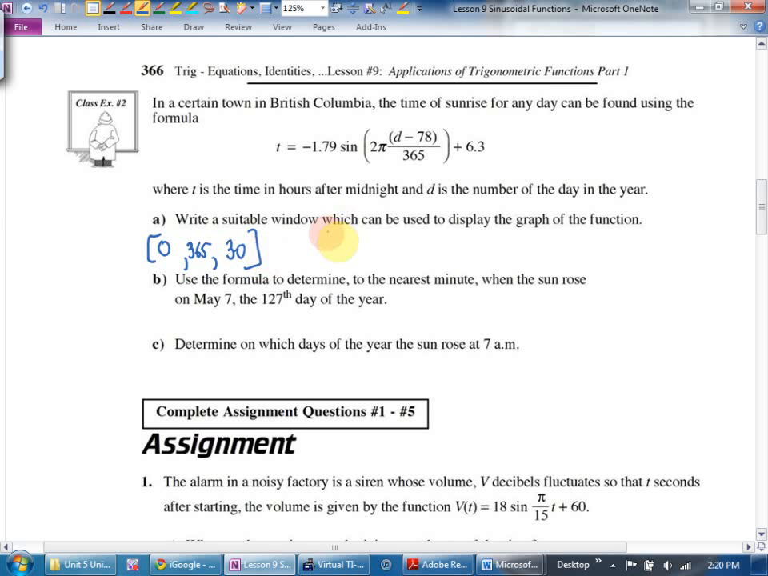What about my y values? What's the vertical amplitude of this graph? 6.3. That's the middle, by the way. That's also spring and fall sunrise time, because that's the middle. What's the amplitude? 1.79. I'm going to keep it simple and call it 2. 2 down from there and 2 up from there. What's the lowest we're going to get? 4.3. But I want the ground. I'm going to go from 0, even though 4.3 is the lowest this thing is going to get, up to 6.3 plus 2, just to keep the math simple, is 8.3. How about from 0 to 9? That should give us a nice centered graph. Scale? I'd probably go up by 1s.